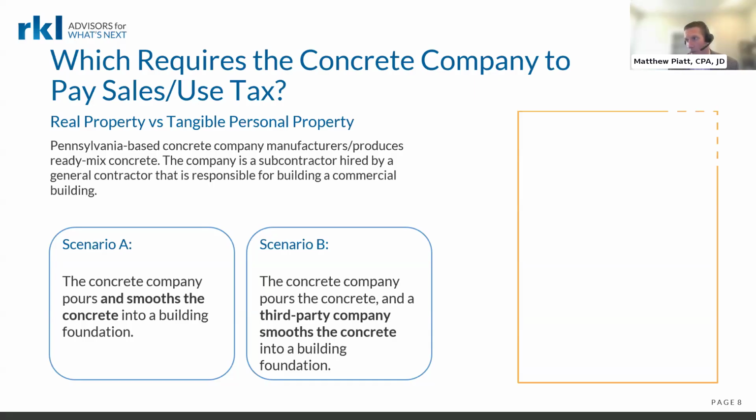In this case, the concrete ingredients, the water, the stone, were broken out on the invoice. So they're making that sale to the third party that's smoothing it into a building foundation. It works both ways: in general, somebody's overpaying or underpaying if this is getting messed up. So in this case, we were able to secure a large refund. It's just something you want to examine. The facts really matter, and this example highlights that even a small change in facts can really impact how the sales tax is handled.